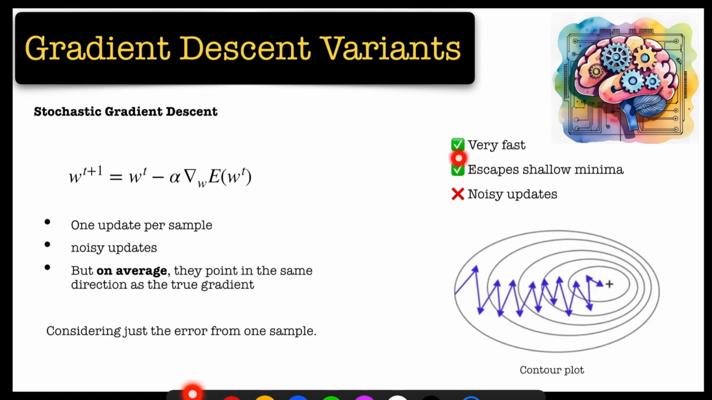So we are having very fast updates, and it escapes shallow minima as well. If we have something like this, this is a shallow minimum. Stochastic gradient descent will have very rough movements, right? So it can bypass this shallow minimum. But of course, we will have noisy updates.